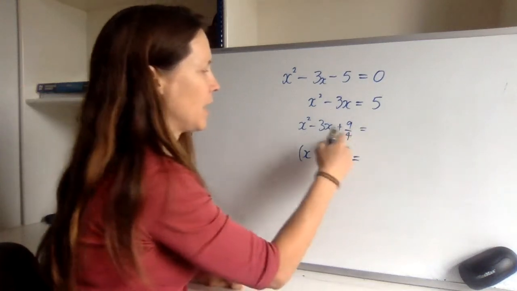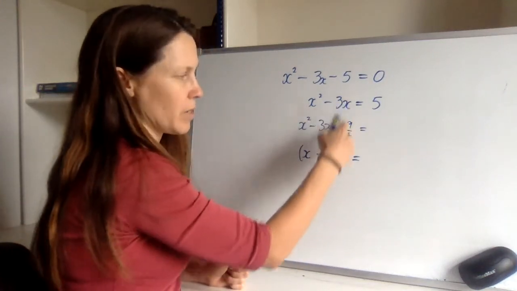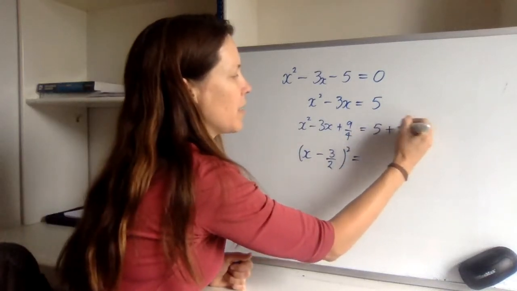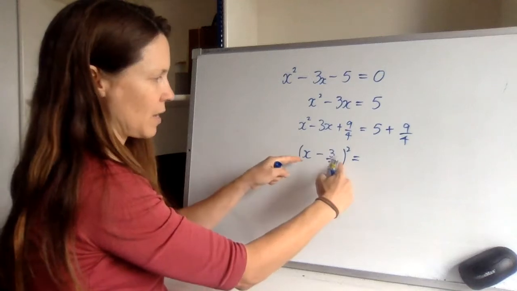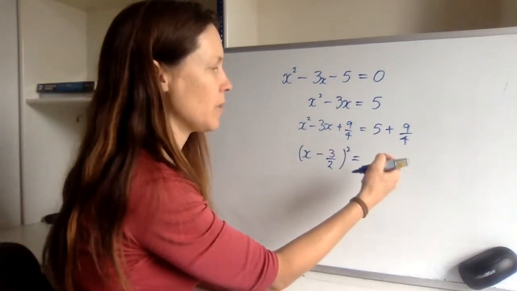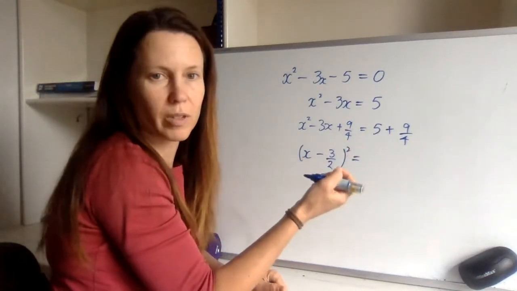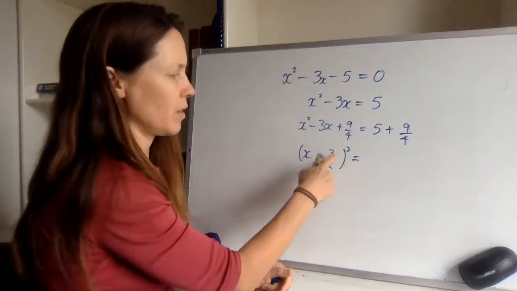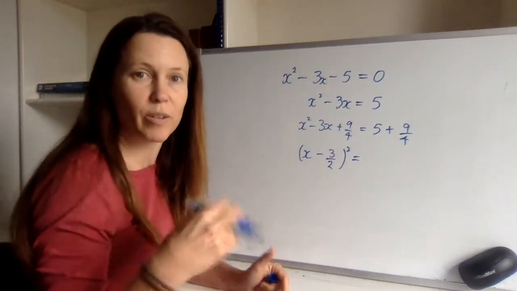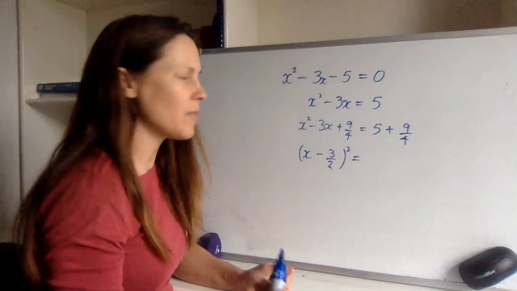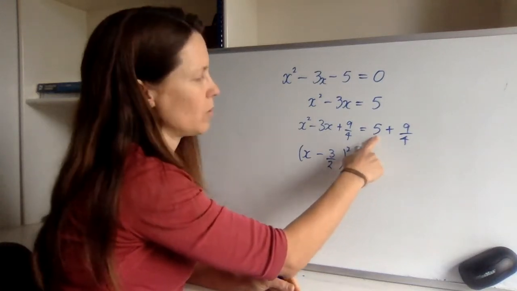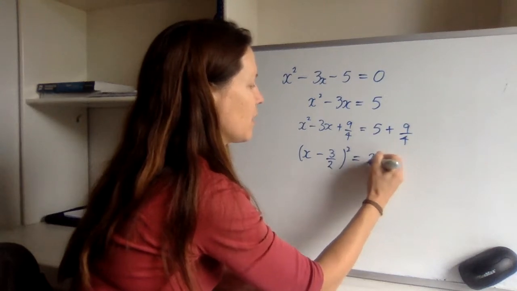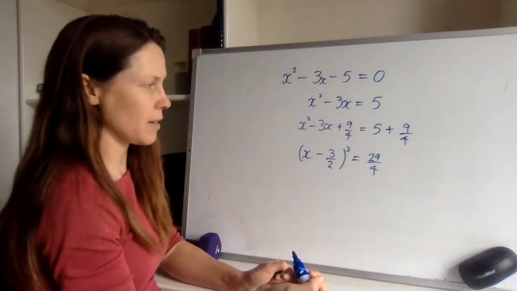Now, I've gone and added 9 quarters to this side, but it wasn't in the previous line, so I have to do the same to the other side. Now, these are taken care of here, and here I've just got to tidy up. So I'm going to keep this in quarters, and there's a reason that you'll see in a minute. When I take the square root, if I take the square root of quarters, I'm going to get halves there, so that's going to be nice and easy. So 5 is 20 quarters, so altogether I've got 29 quarters on that side.